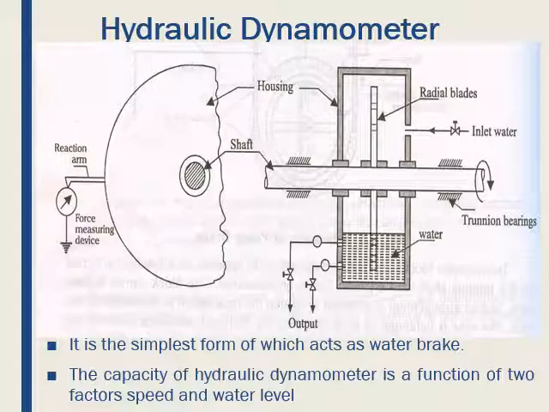Now regarding the hydraulic dynamometers, this is a power sink which uses fluid friction for the dissipation of the input energy, so that we can measure the input torque or power. The capacity of a hydraulic dynamometer is always a function of two factors. As I mentioned, one is speed and the other is the water level. The power consumed in friction is approximately proportional to the cube of speed. The torque is measured with the help of the reaction arm.